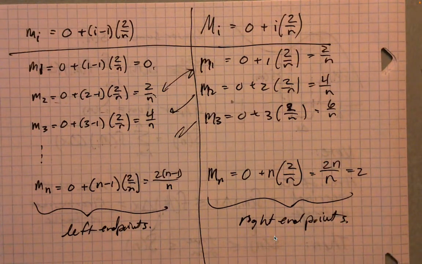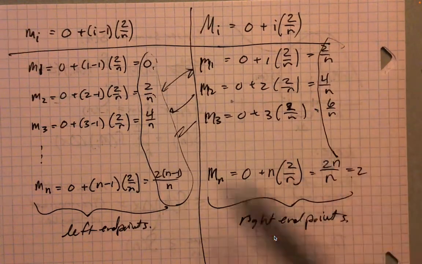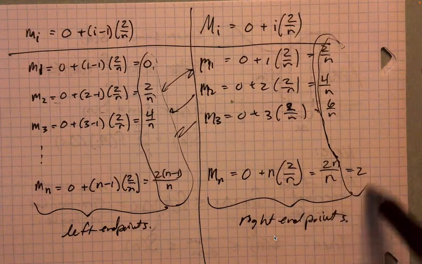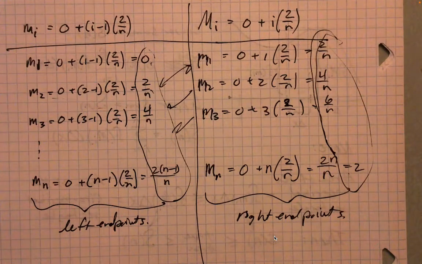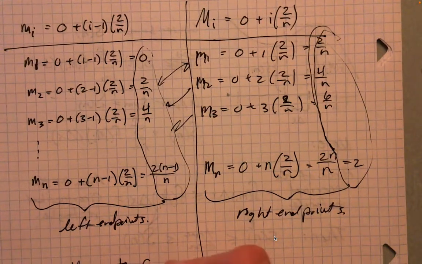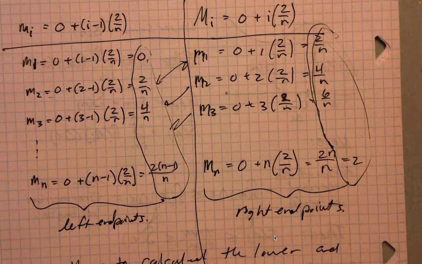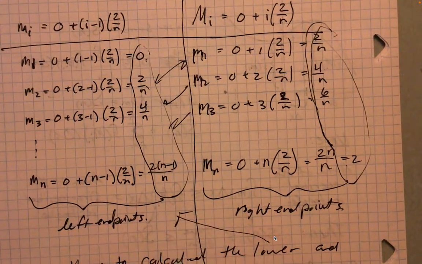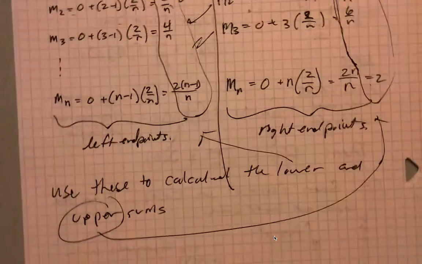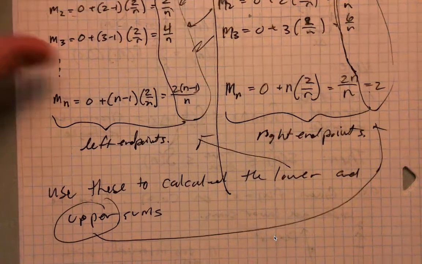So we'll basically be calculating the rectangles based off of first this index set for the lower sum, and then the upper sum will be based off of this index set. We'll use these to calculate the lower and upper sums, lower being using these, and then upper being using those. All right, so let's do that calculation quick.